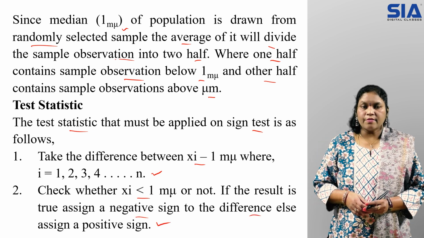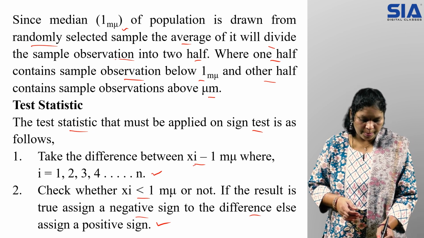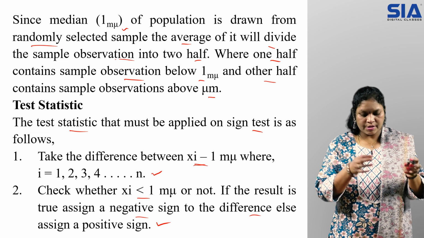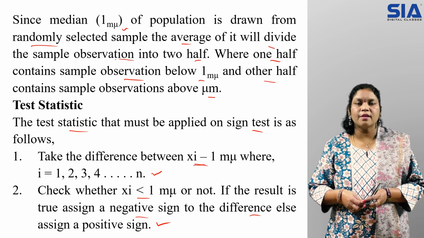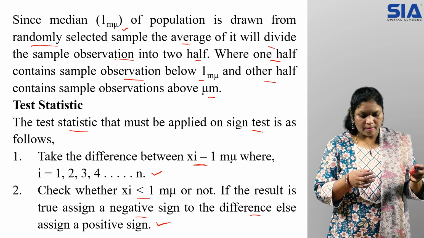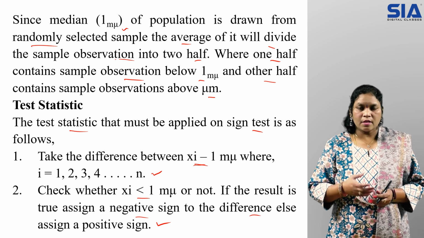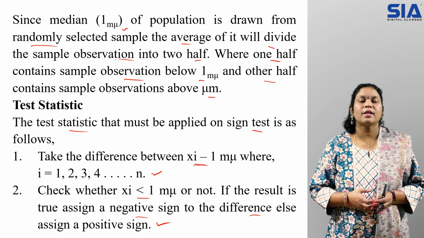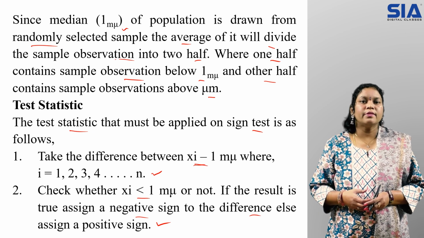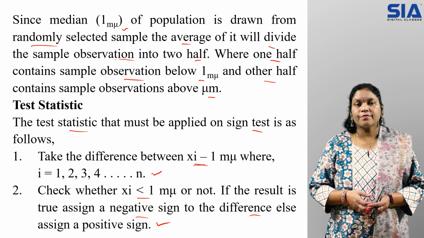So based on the data, after subtracting, we'll get the symbols, right? In the first step, we have subtracted the values. From the first set, we have subtracted the median values. If it is less than, we'll assign a minus sign. If it is more than, we'll assign a plus sign. Because in the beginning I said whenever we have symbols, we'll go for the sign test. Now I have got my plus and minus signs, and now we can go for the further procedure.